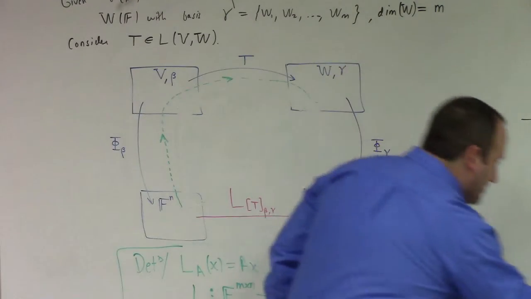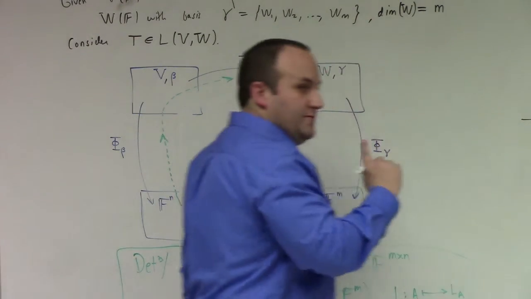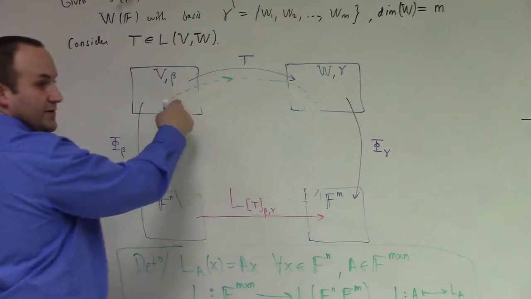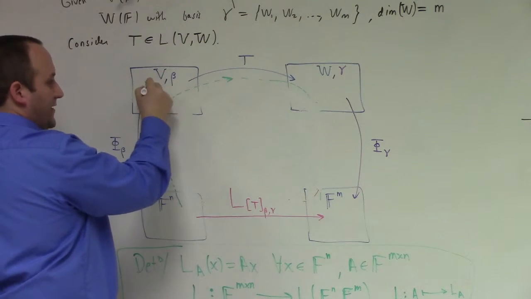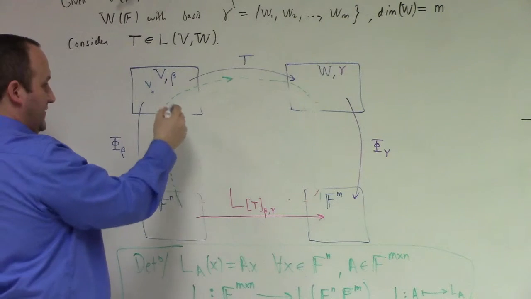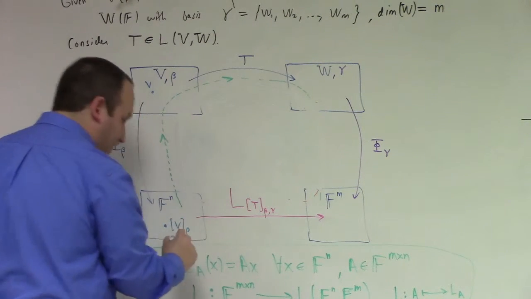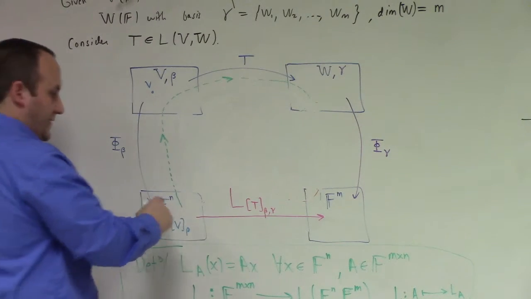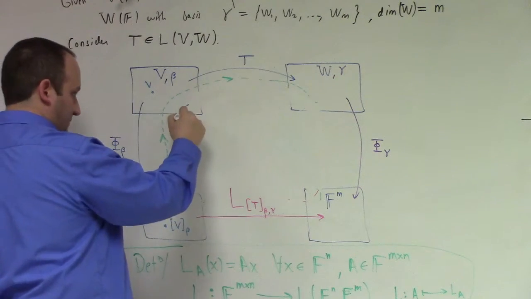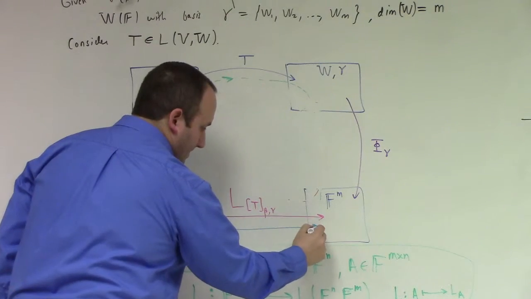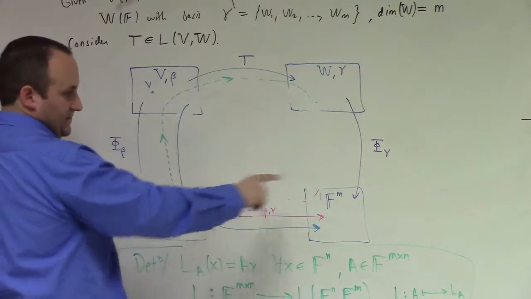How about this one? We start with phi beta, right? You start here. This is v, right? And so that maps us down here to what? v beta. And then over here, right? So like this is exactly that, right?